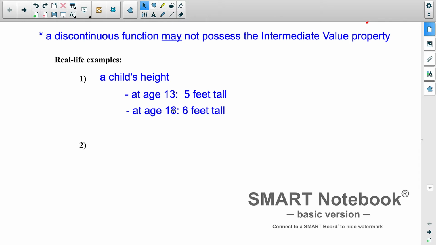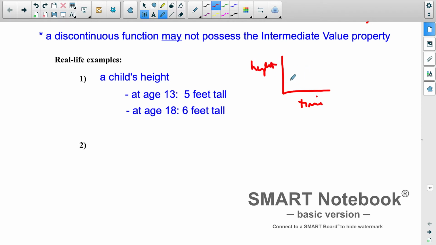And then by the time they leave high school at age 18, they're 6 feet tall. Now this is a continuous function. If you were to graph someone's height over time, here's time and here's height, there should be no gaps, even if they grow really fast. They grow fast, they don't grow much, they grow fast, whatever.